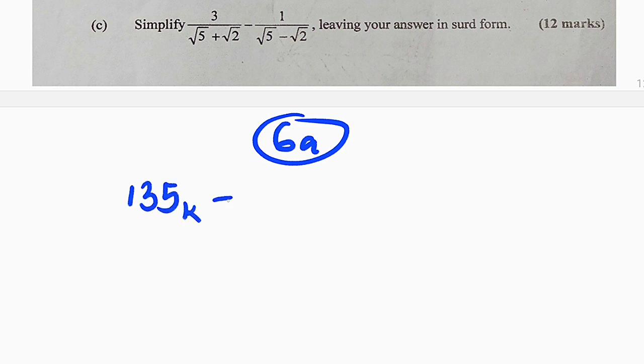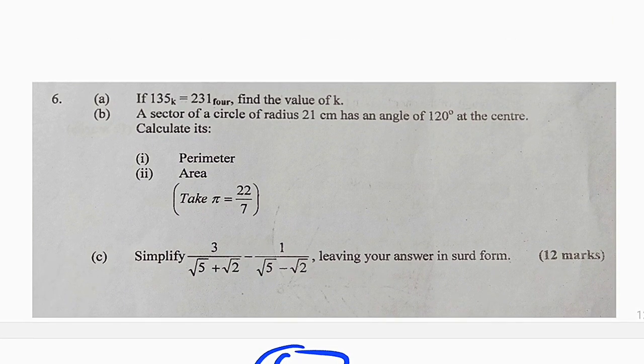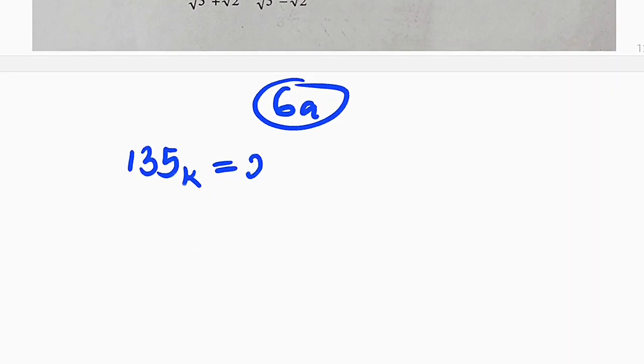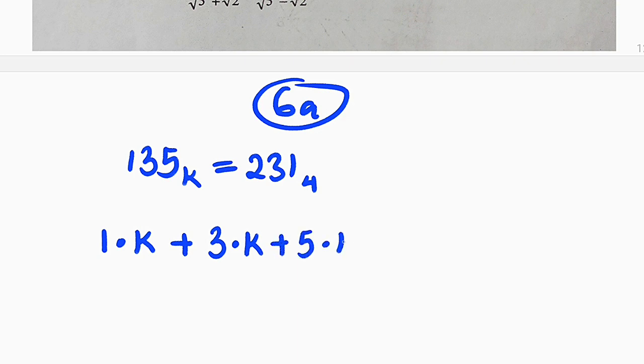in base k equal to 231 in base 4. So let us convert this to base 10, likewise this to base 10. So we take 1, we multiply it by the base, which is k, we add, take 3, multiplied by the base, which is k, plus take 5, multiplied by the base. Assign index. This is 0, this is 1, this is 2.